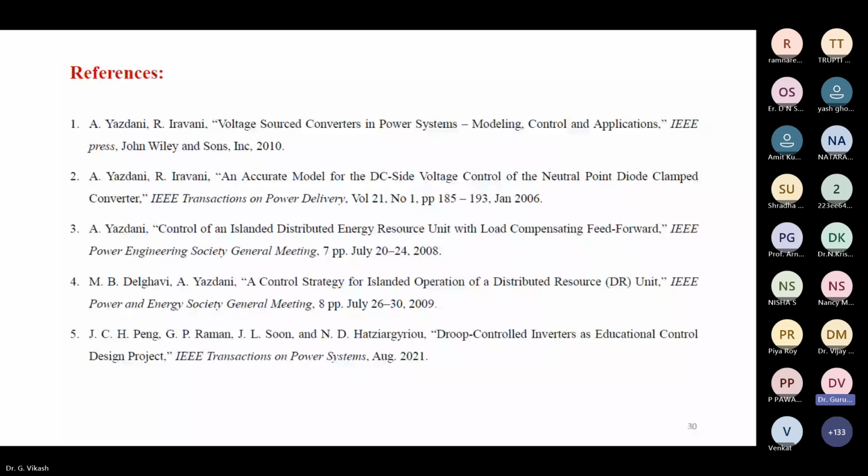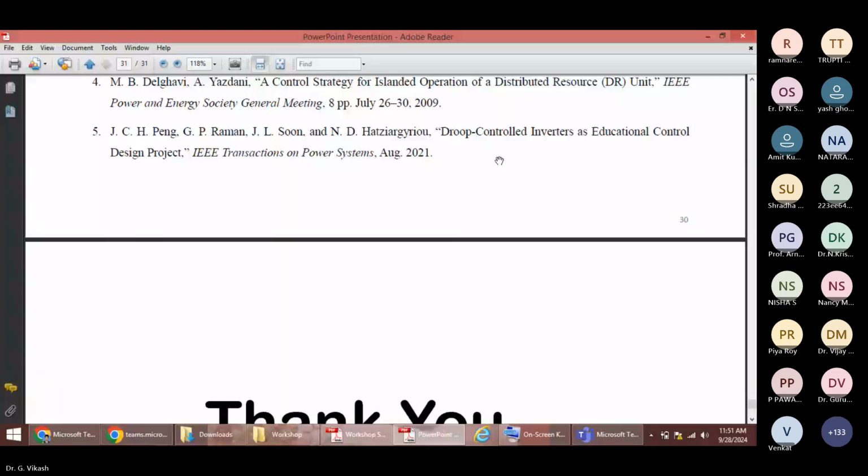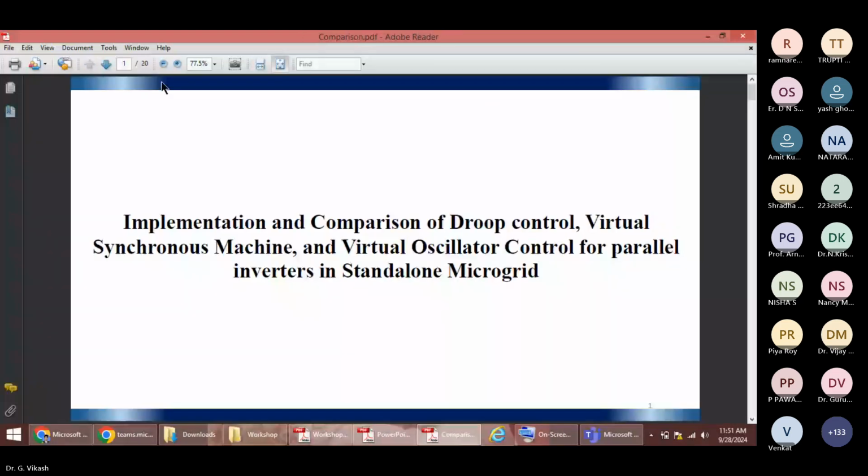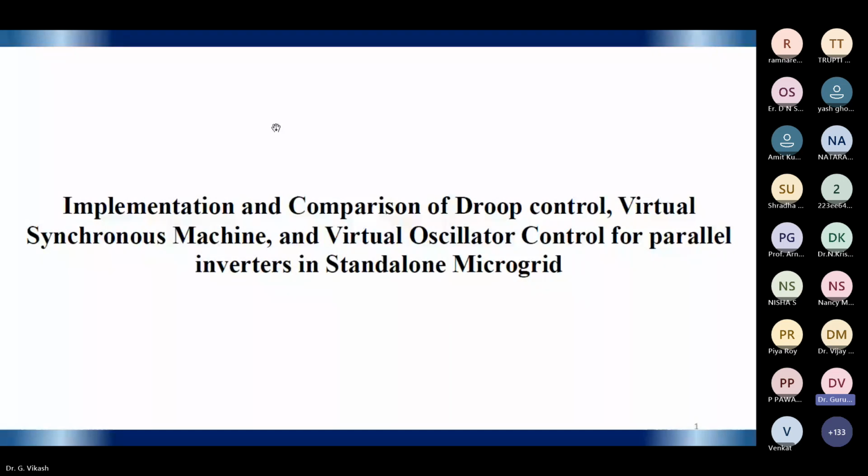Okay, next I will go to some comparison. Here I will compare the droop control results, virtual synchronous machine, and virtual oscillator control for parallel inverters in standalone mode. This droop control is the basic control for grid-forming inverters, and the virtual synchronous machine is nothing but a little bit of advancement of the droop control. Initially in the droop controller we considered the equation f equal to f naught minus m into (P minus P set). But in case of VSM we consider the swing equations to reduce the rate of change of frequency. That is the little bit of advancement between the droop control and VSM.